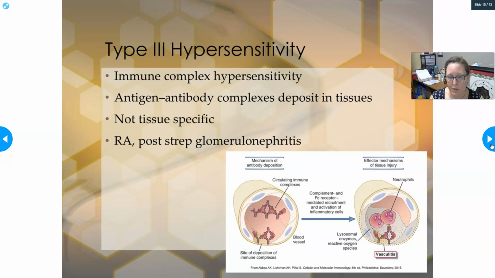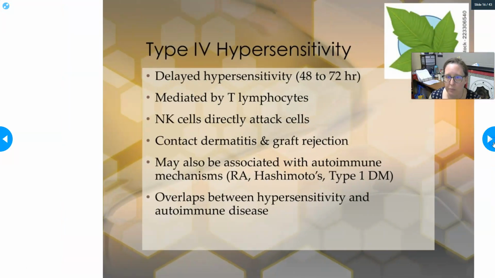It is not tissue specific, so these tend to be systemic reactions, and they're associated with systemic autoimmune diseases like rheumatoid arthritis and post-streptococcal glomerulonephritis, where these antigen-antibody complexes can deposit within capillaries. It attracts neutrophils, and then it causes damage in the capillaries there. And this can be in any tissue, anywhere in the body.